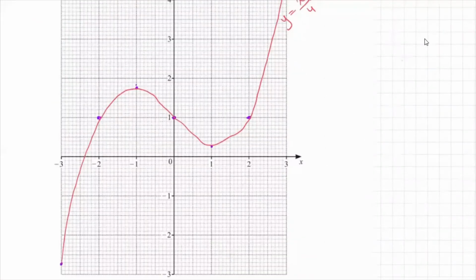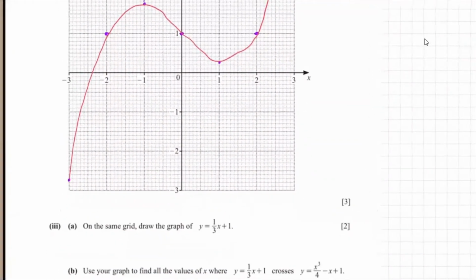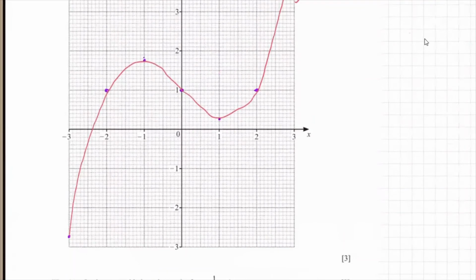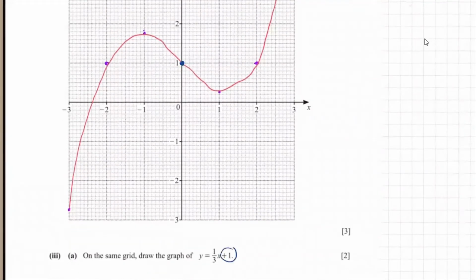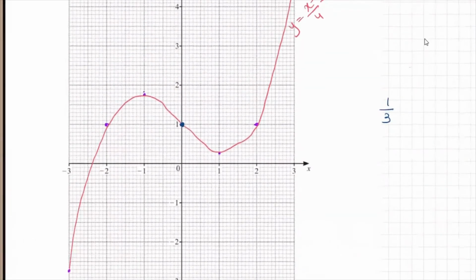So just check. My first point would be, just see here, it says 1 over 3 x plus 1. So the first point I would have is 1 because there's a plus 1 over here. This is my first point, which is my y-intercept. Second point, it says 1 over 3. 1 over 3 means 1 in the rise and 3 in the run. So 1 in the rise, 3 in the run. I'm perfect at it, so I'm doing it like this.